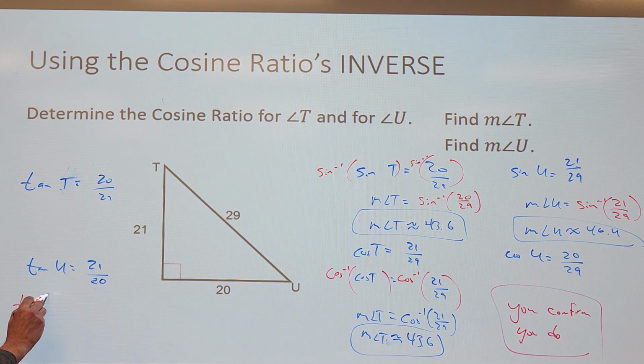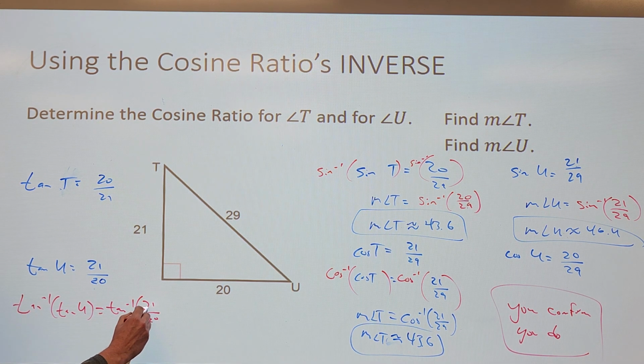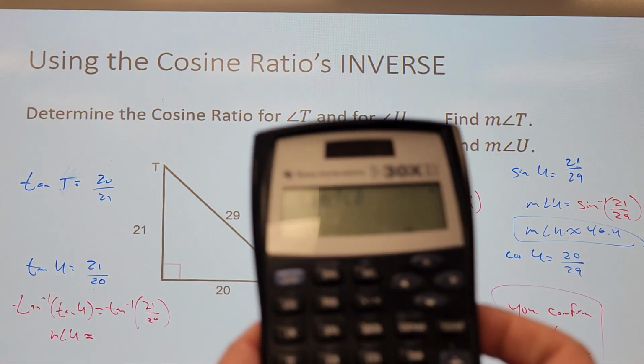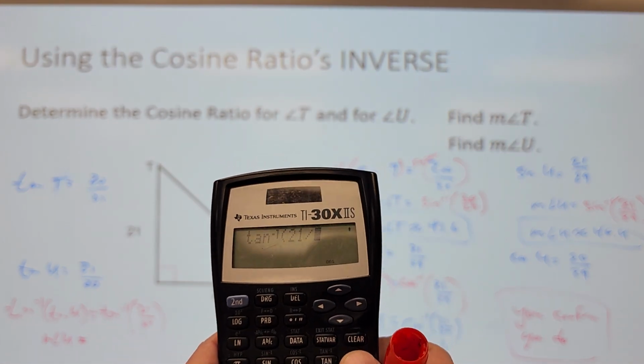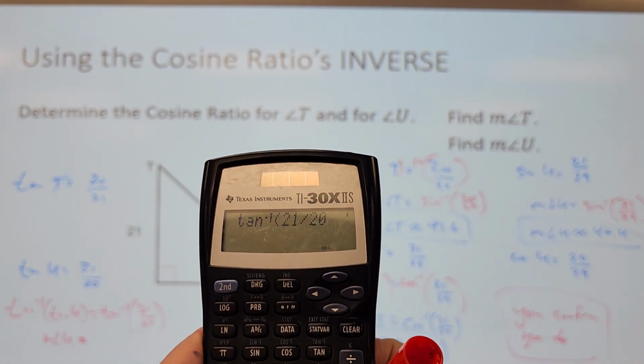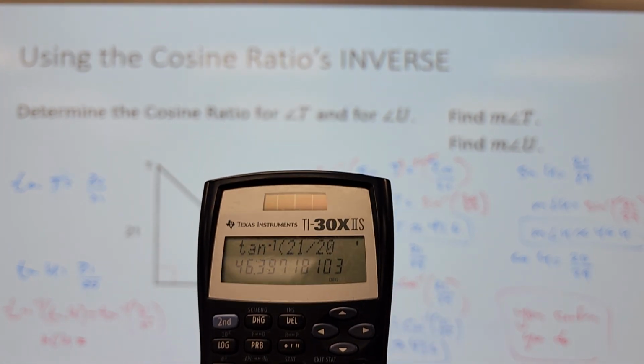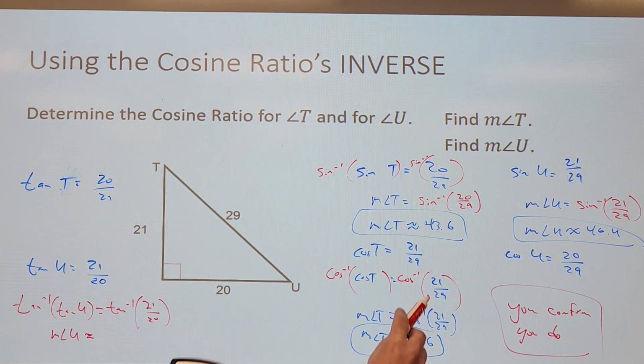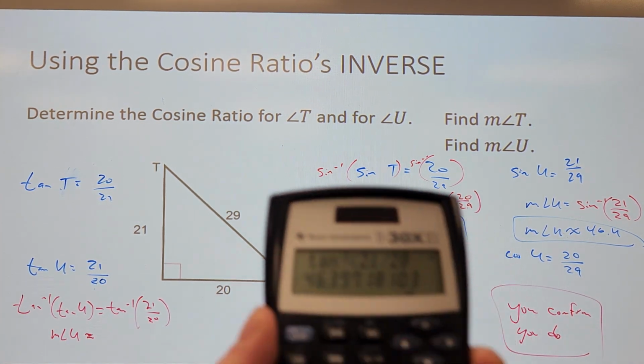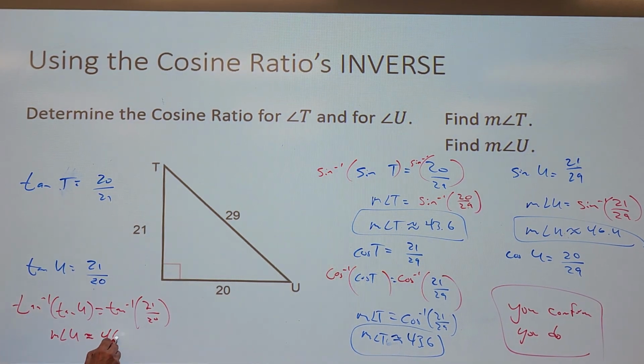I'm going to do the tangent inverse: the tangent of U is equal to 21 over 20, so the measure of angle U is going to be approximately equal to the inverse tangent of 21 divided by 20. I should end up with the same answer, 46.3 degrees, which is, I'm sorry, 46.397. So we are going to round that up to 46.4. So this is, again, 46.4.